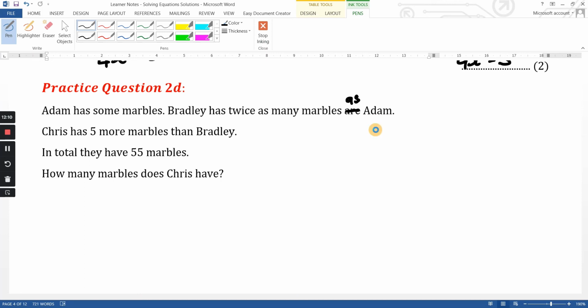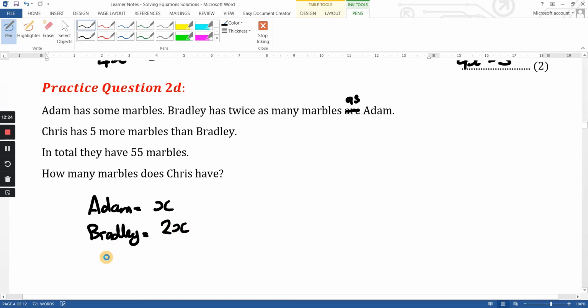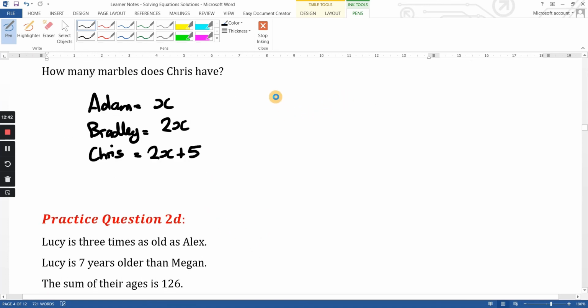Okay, so let's say that Adam has some marbles. So Adam, let's say he has X number of marbles. Bradley, twice as many, so that's going to be 2x. And Chris, 5 more marbles than Bradley. Well, Bradley had 2x, so 2x plus 5. In total, they have 55, so we're going to have to add them up again. So total is x plus 2x plus 2x plus 5, that's all of them, equals 55.